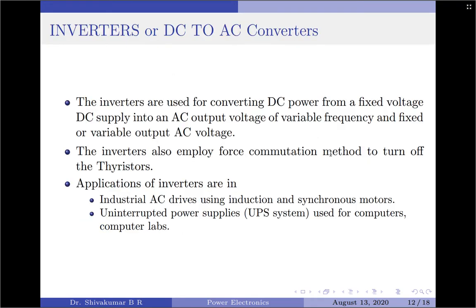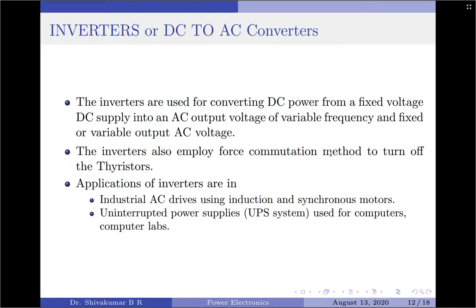Fine. Then we come to the next type of power converter, which is called an inverter. Inverters are used for converting DC power from a fixed voltage DC supply into an AC output voltage of variable frequency and fixed or variable output AC voltage. And since the type of the input voltage here is DC, these circuits will employ forced commutation techniques to turn off the thyristors used in the circuitry.